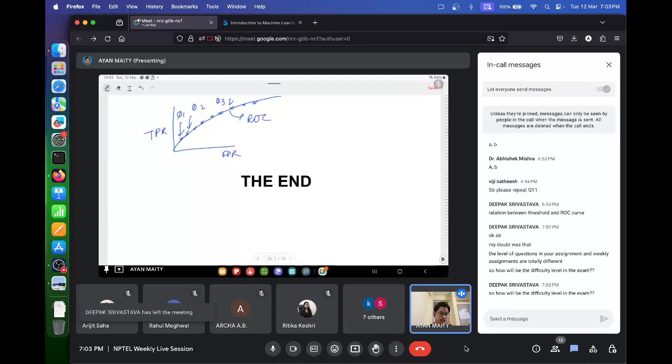How will the difficulty level be? I'm not sure how the difficulty level will be in the exam. It would be similar to the assignments possibly, but I'm not sure how it will be, but it should be similar to the assignments.